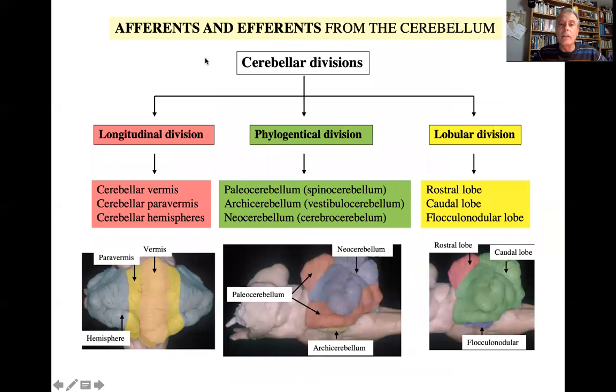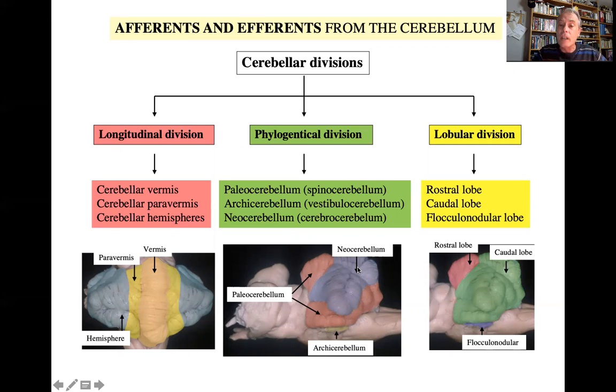So, now we are going to talk about the afferents and efferents from the cerebellum. And in order to do that, we have to remember that there are several types of cerebellar divisions, and this is going to be very important for understanding the afferents and efferents. First, remember there is a longitudinal division. I said that the cerebellum is divided in a vermis and a cerebellar hemisphere, and the part of the cerebellar hemisphere that is close to the vermis is the paravermis. Another one was the lobular division with a rostral lobe, a caudal lobe, and a flocculonodular lobe.